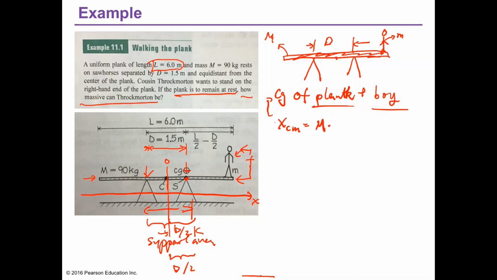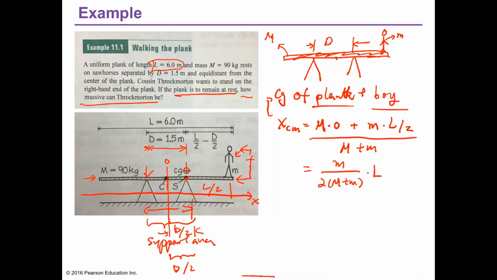That will be the big M times 0, right? And then this boy is at the other end, so it is small m times its distance from the 0 to here, and that will be L divided by 2, okay? And divided by big M plus small m, right? So that would just be small m divided by 2 big M plus small m, times L. That's the distance of the center of gravity to the origin of this x-axis we set.